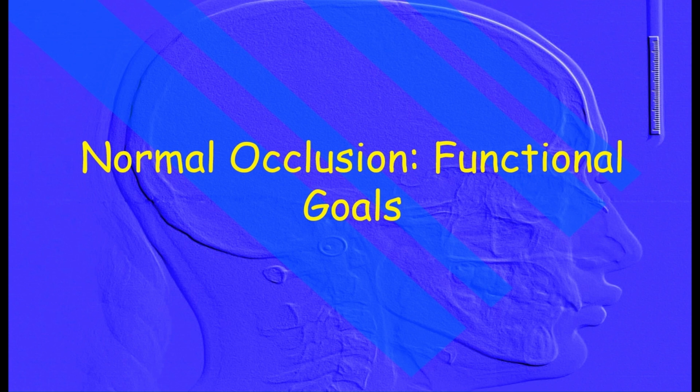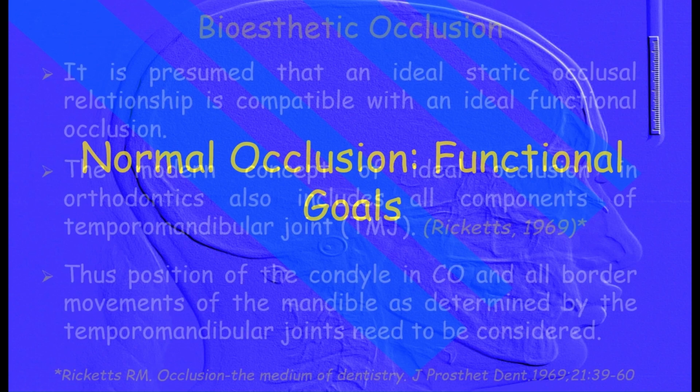Remember one thing: static keys are very much essential for optimum functional occlusion. Functional occlusion goals are essential to attain and maintain an occlusal scheme that is in harmony with the rest of the components of the TMJ and neuromuscular structures. Roth suggested various keys to functional occlusion, and we will discuss them in detail.